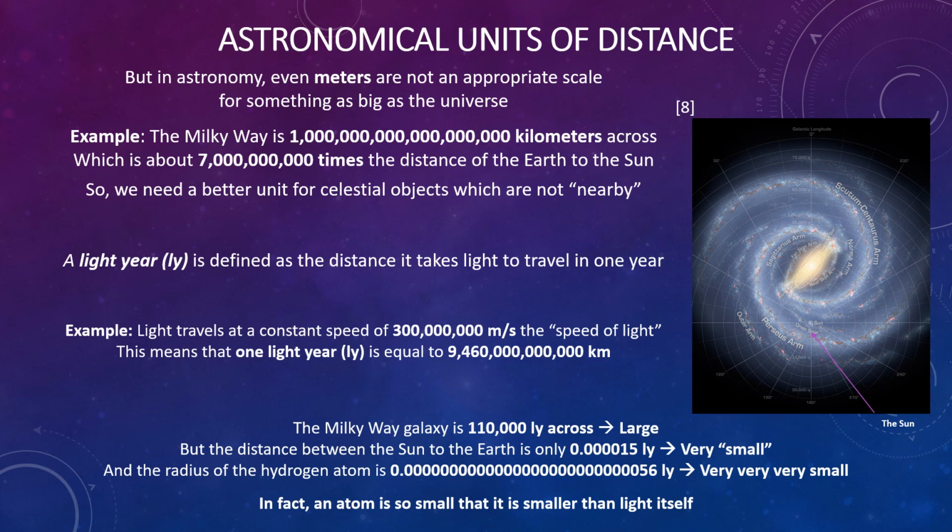In fact, of the wavelengths of light, all the way up to the gamma rays, only the most extreme gamma rays have wavelengths that are smaller than the size of atoms. So atoms are smaller than light itself on average when we think about light as a wave.